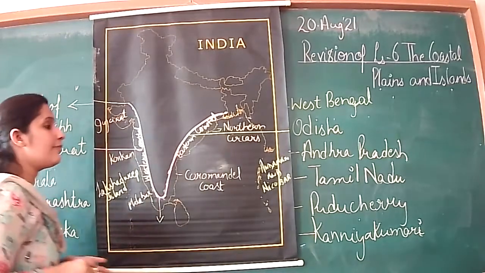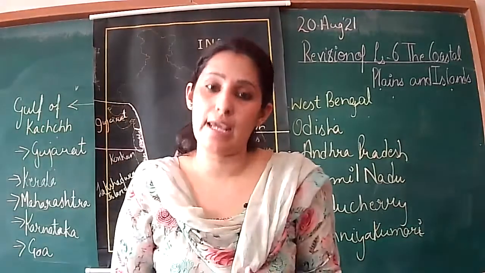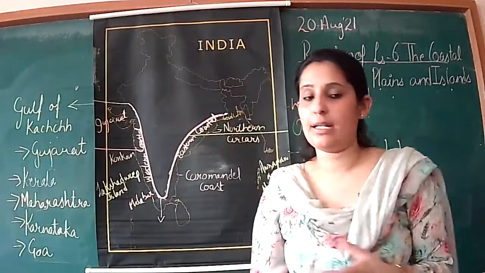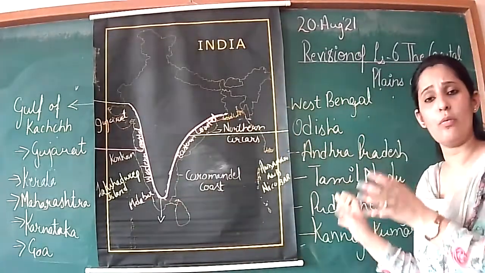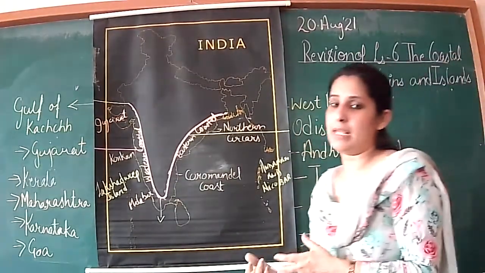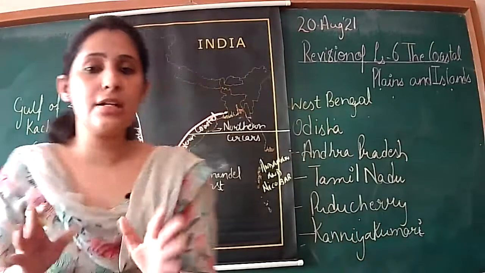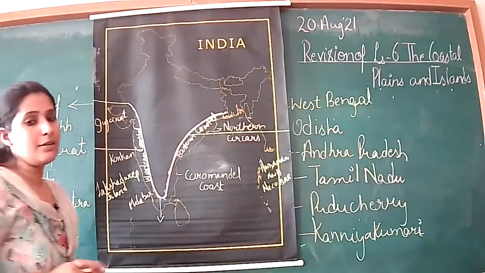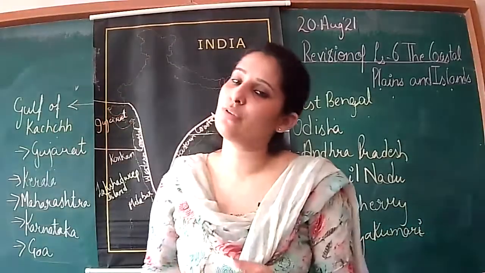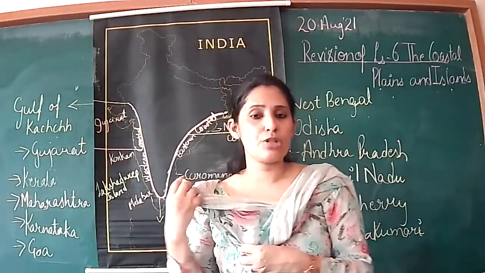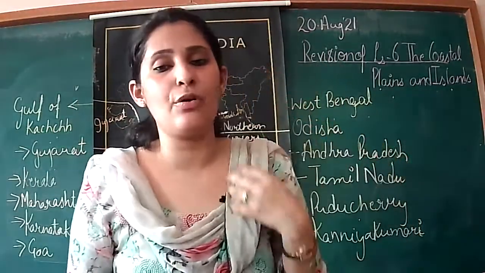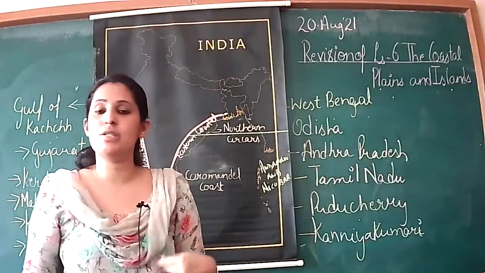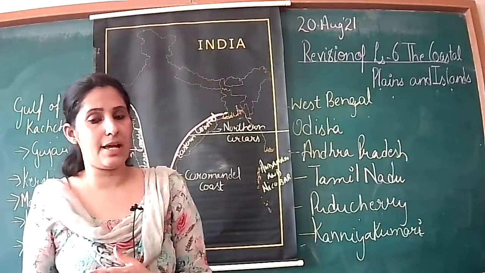We will talk more in detail in the coming lectures. I hope you get the clarity or the overview of the chapter, the coastal plains and the islands. So this is a revision of your chapter number 6. I hope this is clear. We will meet in the coming classes and discuss more. Do watch your tutorial very carefully, grade 4. And if you have any doubts, you can clear them in the coming classes.